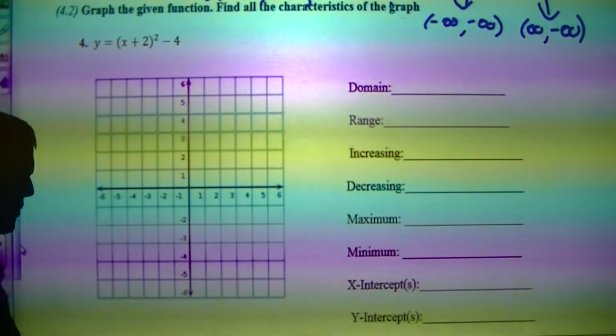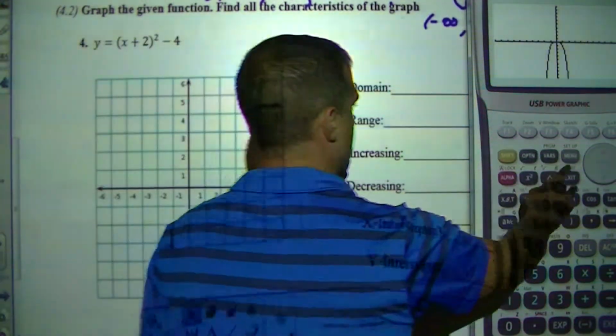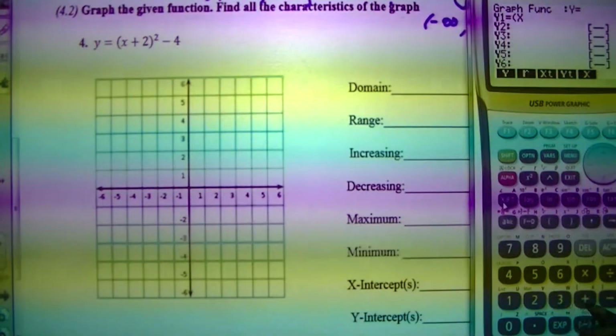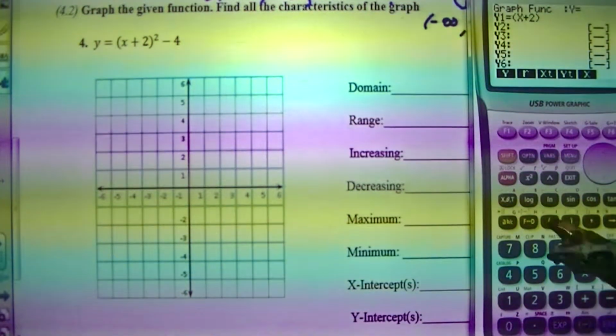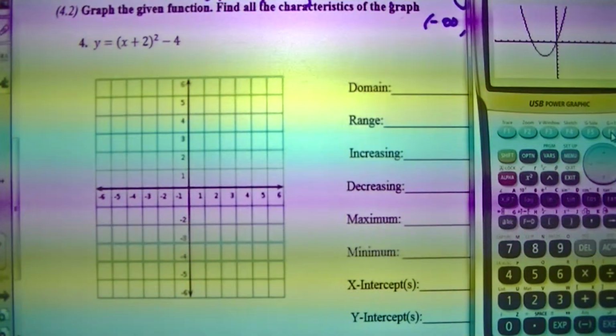We're going to find all this stuff given the graph. Now, what I would do is go ahead and graph this. So I'm going to go back. I'm going to type in (x plus 2) squared minus 4, and draw. Okay, and I got this.